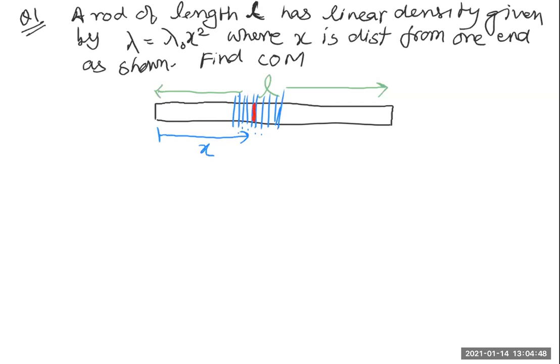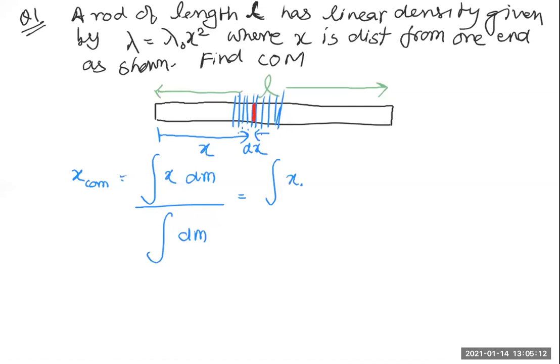I will choose this dx. The x coordinate of center of mass is equal to integral of x dm divided by integral dm, which is equal to integral x, which is simply the x coordinate, multiplied by dm, which is lambda dx, divided by lambda dx.